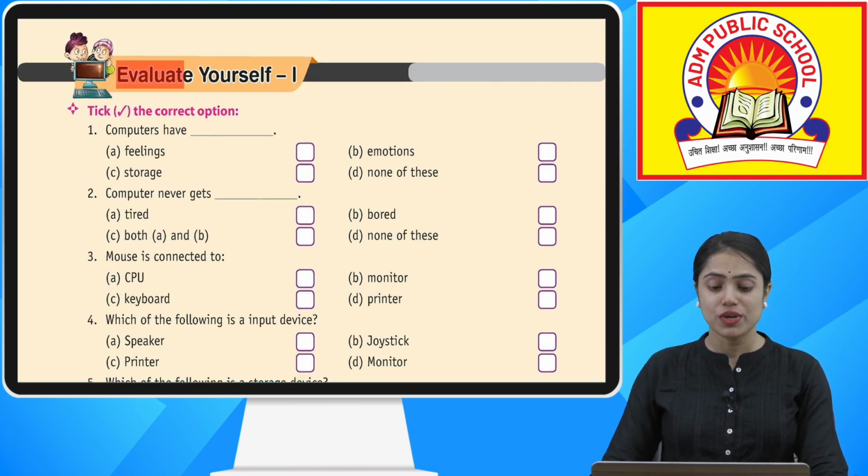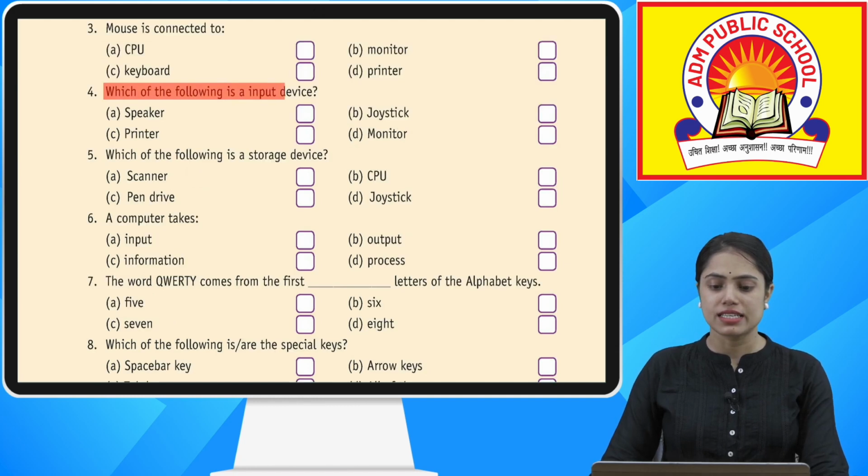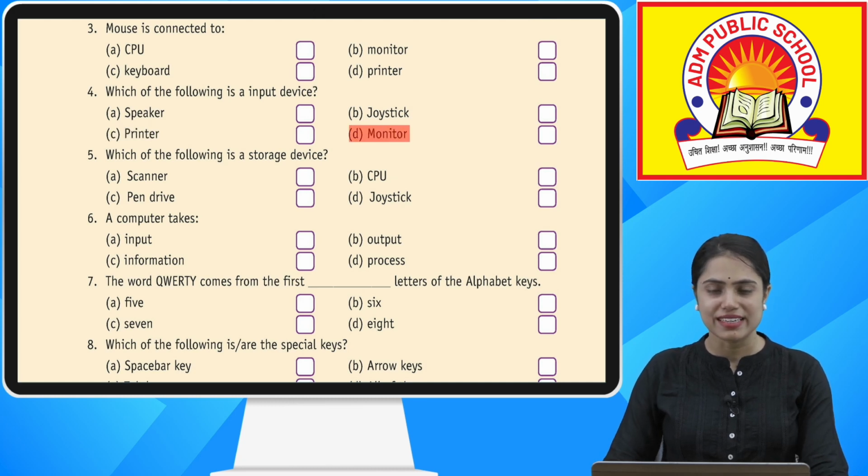And now it's time to evaluate yourself. Tick the correct option. Computers have storage. Computer never gets both tired and bored. Mouse is connected to CPU. Which of the following is the input device? So it is joystick. Correct. It is speaker. Correct. It is printer. It is monitor.